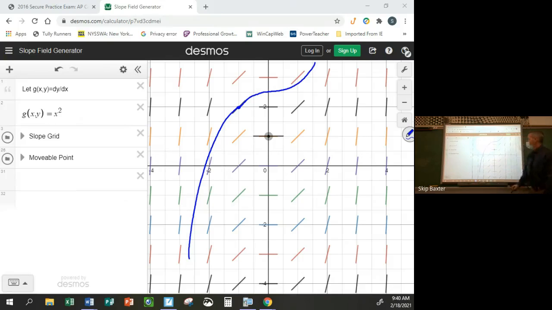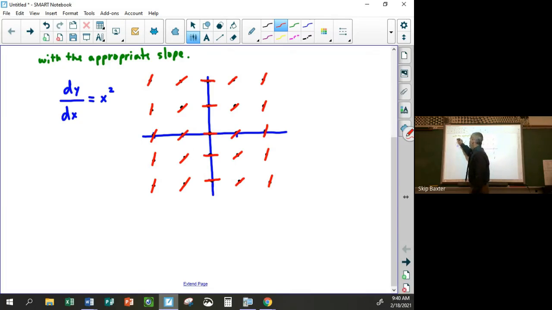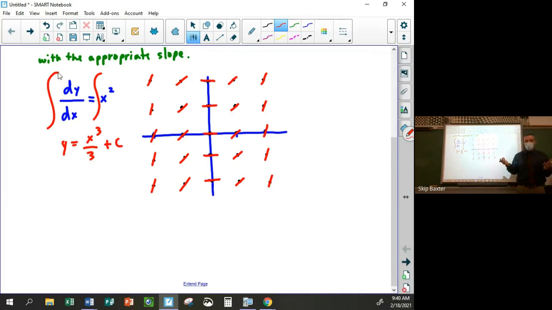Well, I know that's what the solutions to this differential equation, x squared, look like, right? Because if you integrate, you get y equals x cubed over 3 plus c. So it's going to be a cubic looking equation. Good thing that's what I got, right? It's just a visual representation that gives you the entire family of curves without having to draw all the family of curves. It's just giving you an indication of where to go.